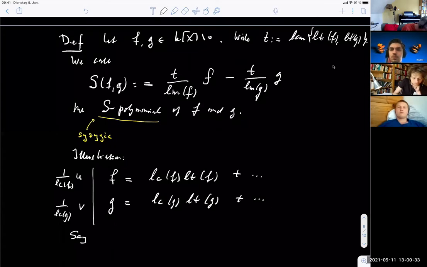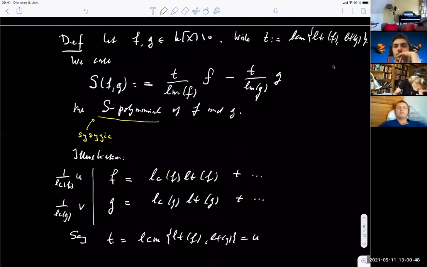So say we have this. T, I said, was the least common multiple of the leading terms of F and G. Just to repeat it: this is U times the leading term of F, or V times the leading term of G. So U and V are just what I get when I divide T by the leading term of F or the leading term of G.